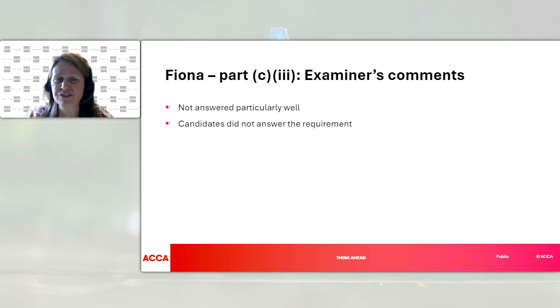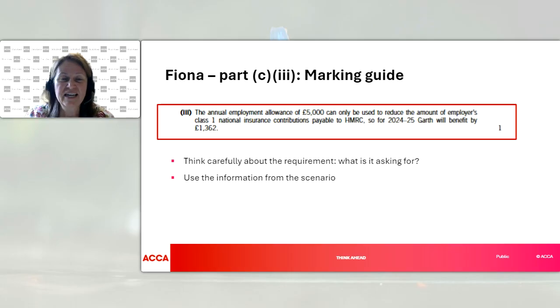Candidates didn't answer the requirement, possibly because they weren't quite sure what it was actually asking. But what they wanted you to do for 1 mark is just to say, really, how much can Garth use? The employment allowance is £5,000, but it can only be used against employers' class 1 contributions. So all you needed to do was just to state that and then use the figure from the question. The employer's class 1 was given and it was 1362. So that's how much employment allowance he would benefit from. Easy when you know the answer, isn't it?